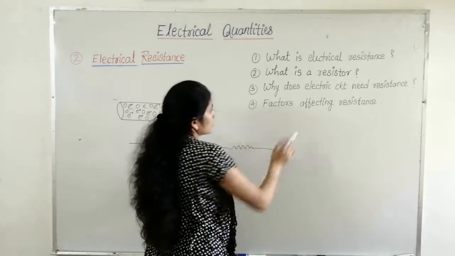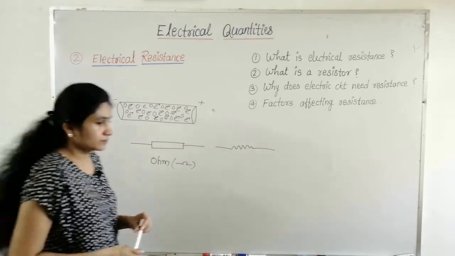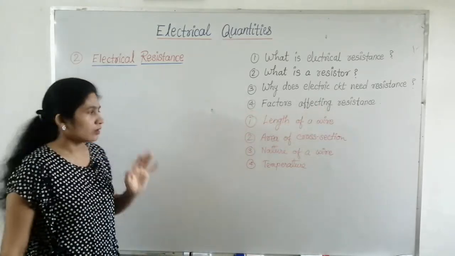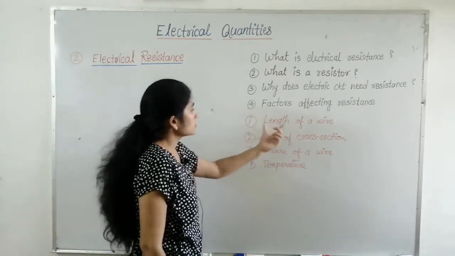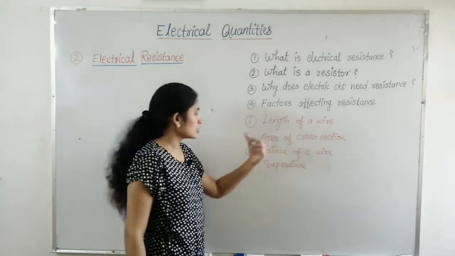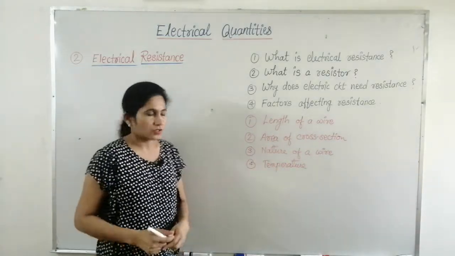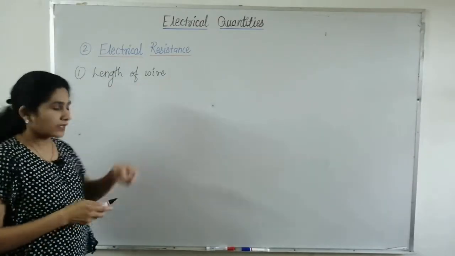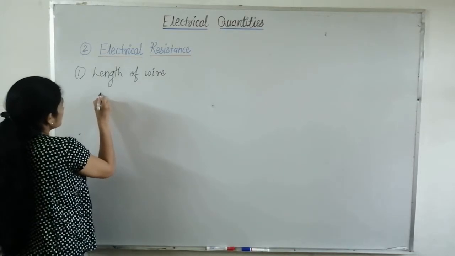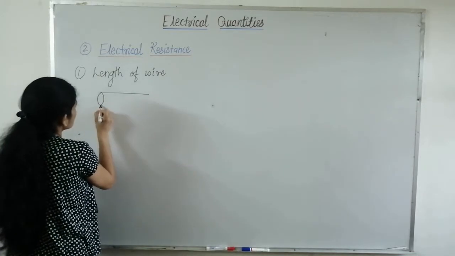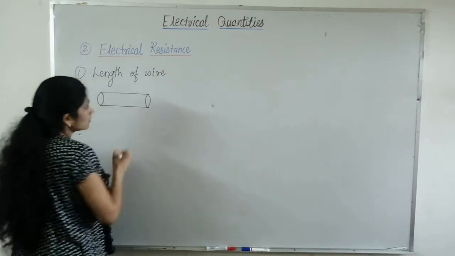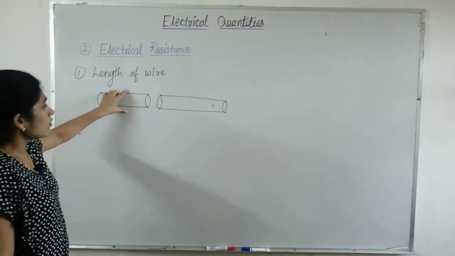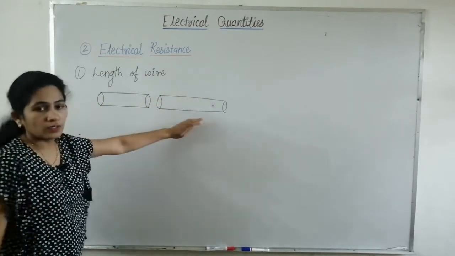Our next point is factors affecting resistance. There are 4 factors on which the resistance of a conductor, or the resistance of a wire, depends. First is the length of the wire, second area of cross section, third nature of the wire and fourth temperature. Let's study how the resistance of a wire varies with length. To understand this, we'll consider 2 wires of the same area of cross section but different lengths. So here we have 2 wires of the same area of cross section but different length.